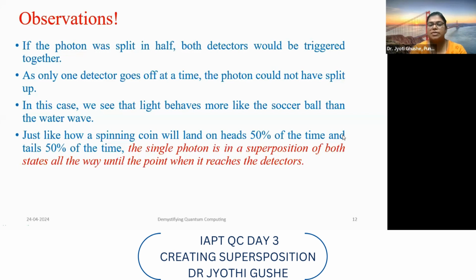So just like how a spinning coin will land on heads 50% of the time and tails 50% of the time, same here we have observed that a single photon is in a superposition of both the states all the way, but you cannot predict whether it will reach detector 1 or detector 2. Okay, so this is our first observation.